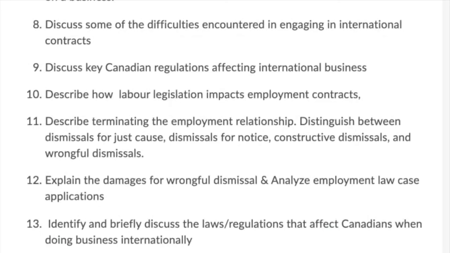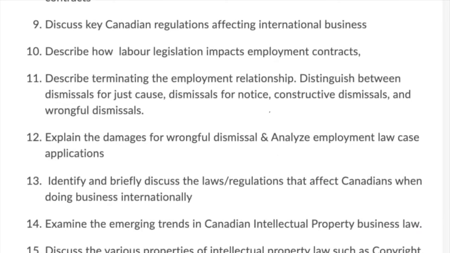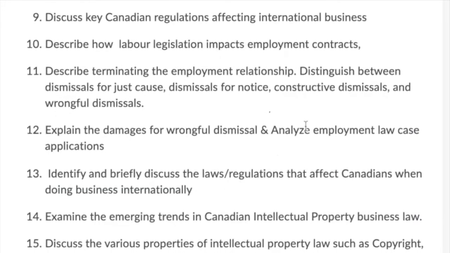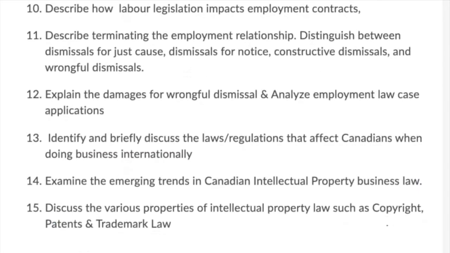13, we briefly discussed the laws and regulations that affect Canadians when they do business internationally. Again, similar to the one I put up above there. We've talked about that in terms of doing international business. The challenge is that the laws apply to the region you're dealing with. So which jurisdiction's laws you're working under would be very much dependent on where you're doing business and what your contract says with regards to whose rules apply.